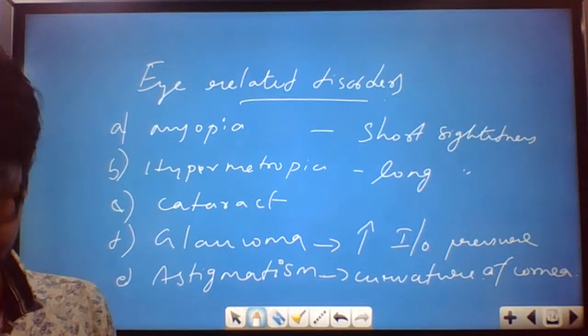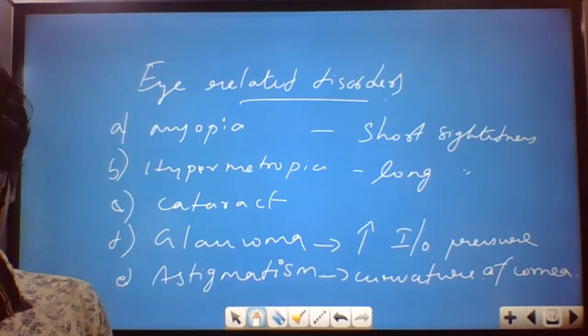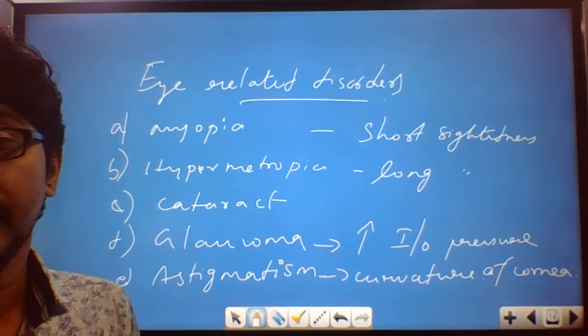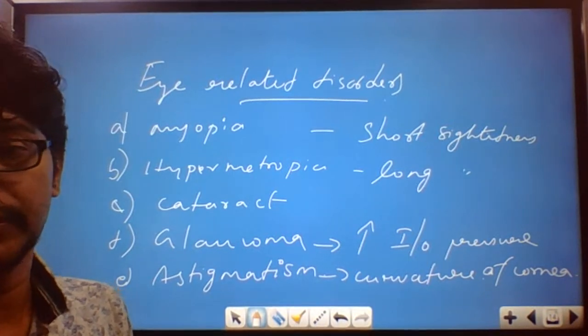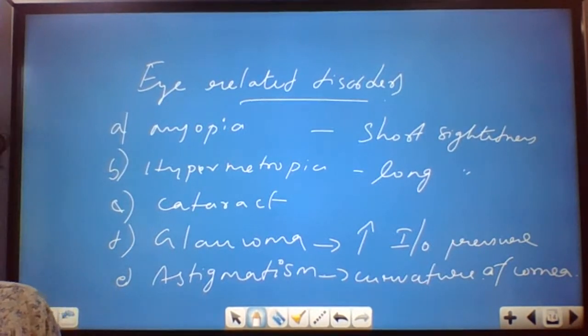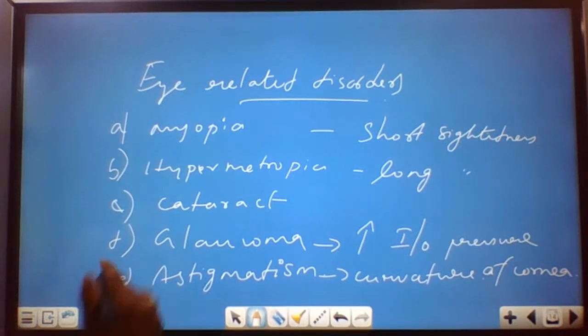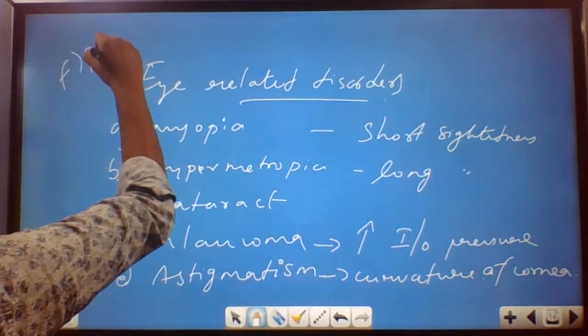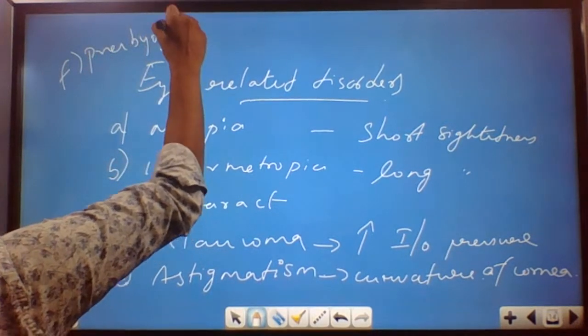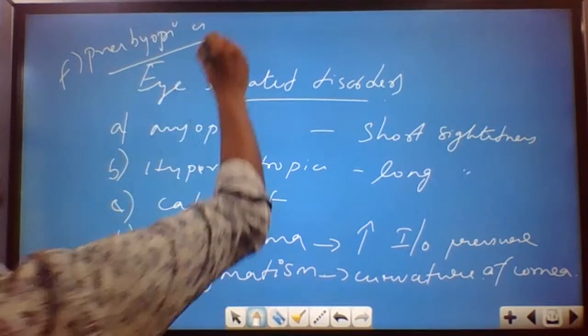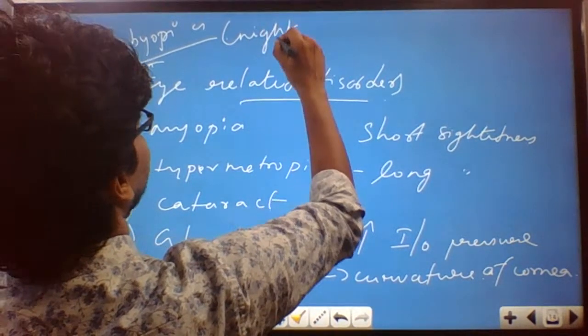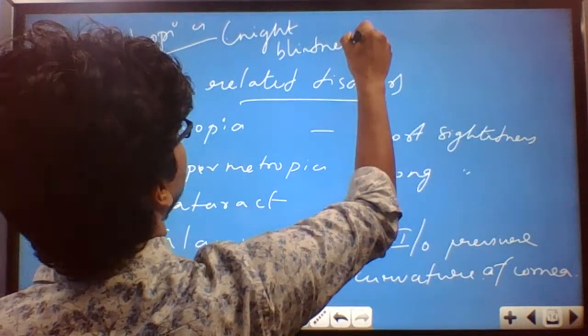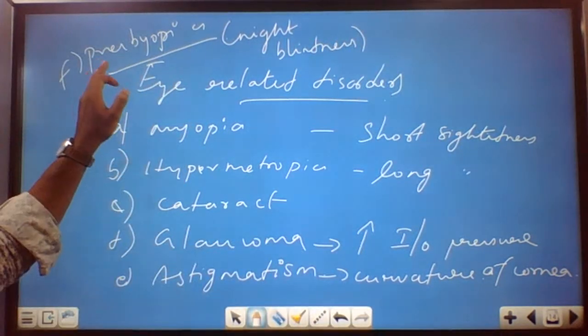What type of corrective measures do the ophthalmologists and optometrists prefer in case of myopia or hypermetropia? What type of lens do the doctors prefer? Can someone tell me what type of lens the optometrists usually prefer? There's one more condition called presbyopia. Presbyopia is a condition, we also call it night blindness.